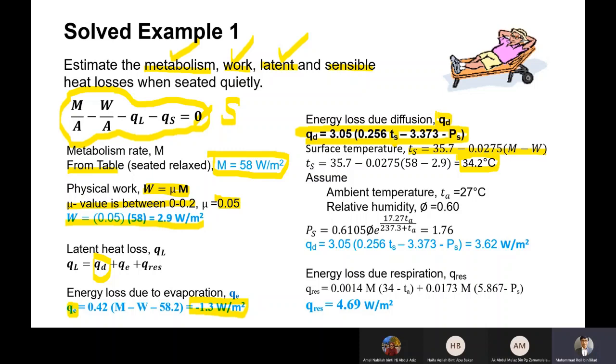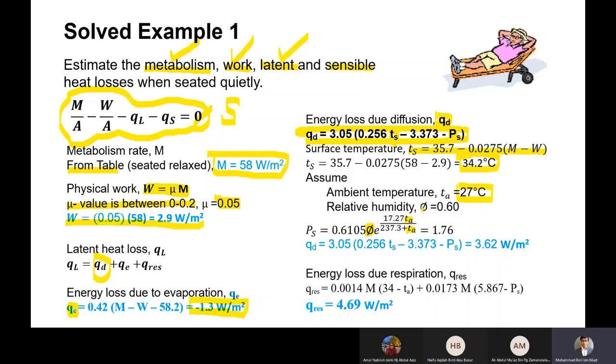Next, we want to calculate the Ps. Ps is a function of Ta, which is the ambient temperature, and the relative humidity. We don't know what the ambient temperature is, so it's really up to you. It should make sense. The ambient temperature won't be minus 10, and it won't be 45 or 60. It has to be somewhere that makes sense. It can be 20, can be 25, probably 30 if you're outside. I put 27 here just in case.